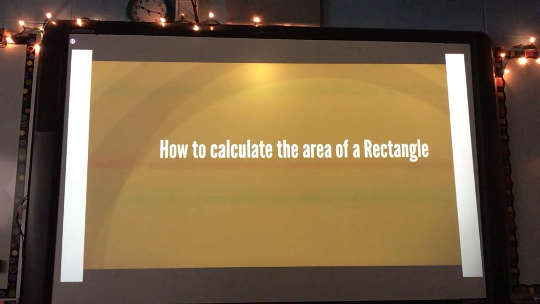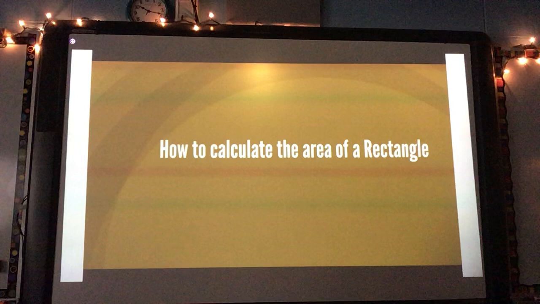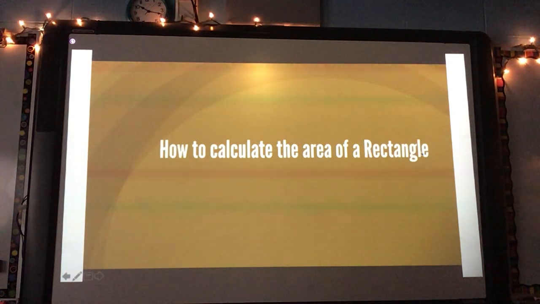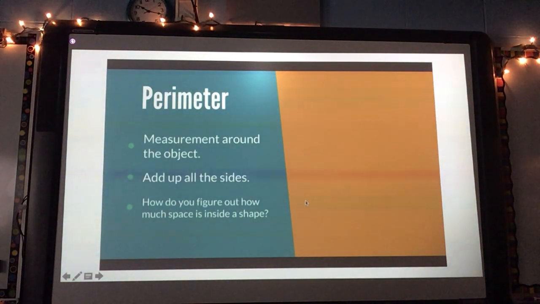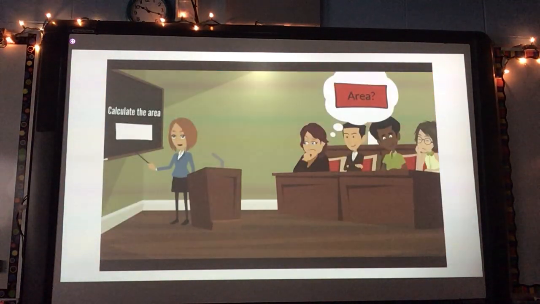And today we're going to be talking about how to calculate the area of a rectangle. So let's talk about perimeter, because we have talked about perimeter in rectangles, and that means that we measure around the object. Okay, so we add up all of the sides. We figure out how much space is inside of that shape, going around. Okay, so now the teacher is asking, but how do you calculate the area?